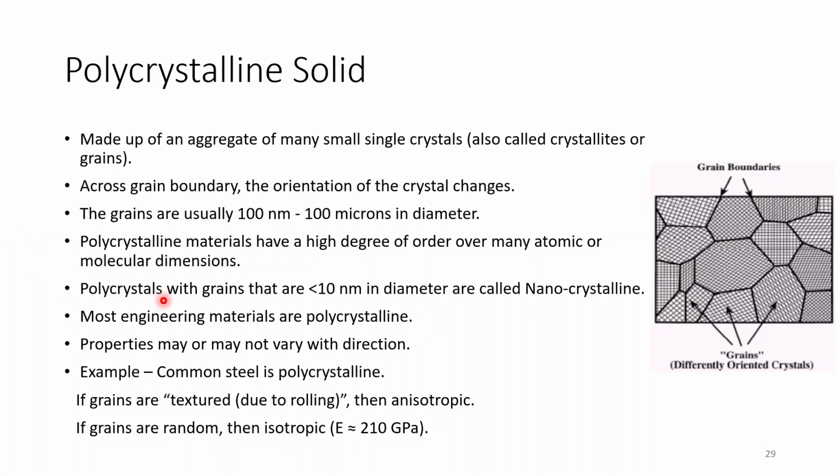Polycrystals with grains that are less than 10 nanometers in diameter are called nanocrystalline, and most engineering materials are polycrystalline. Properties may or may not vary with direction. An example is common steel, which is polycrystalline, and if grains are textured due to rolling then it is anisotropic, and if grains are random then it shows isotropic properties.